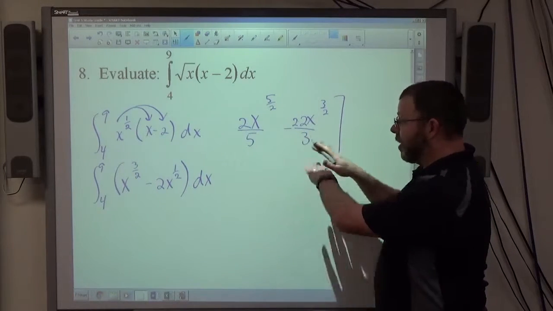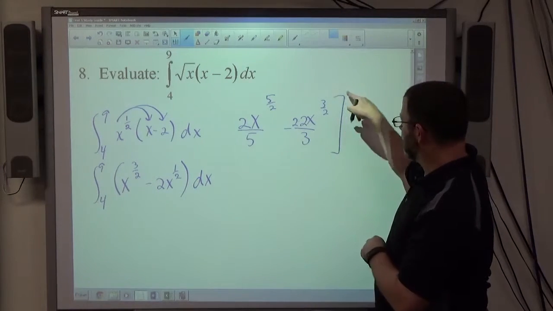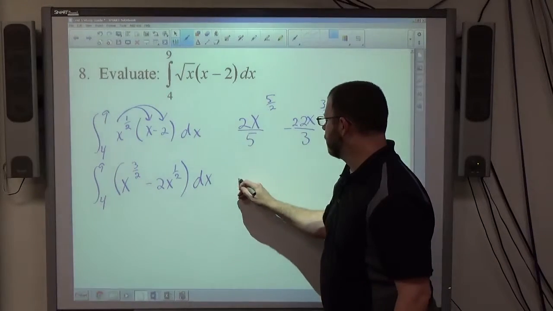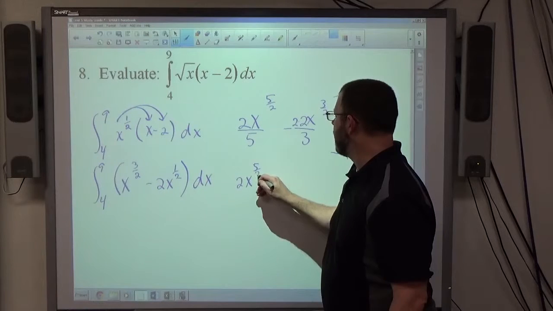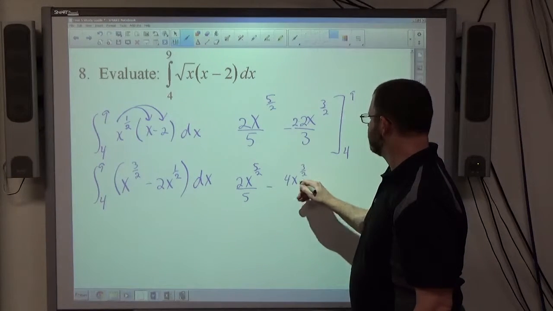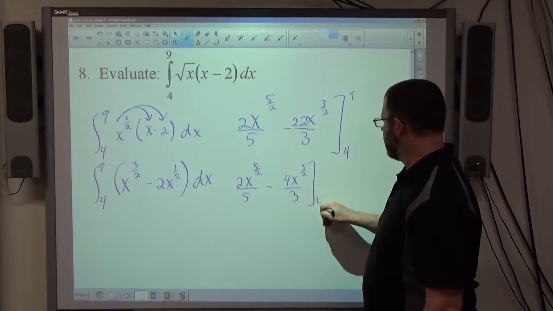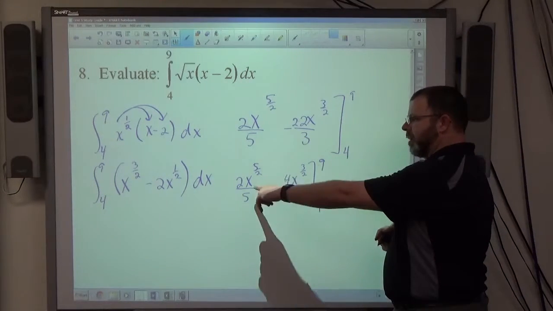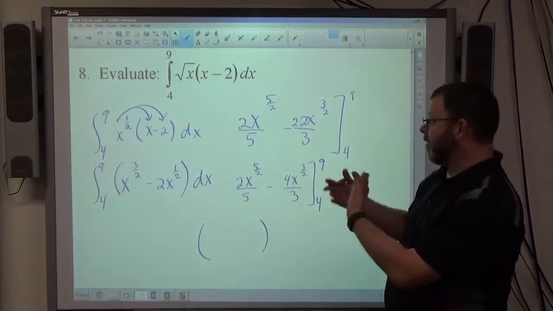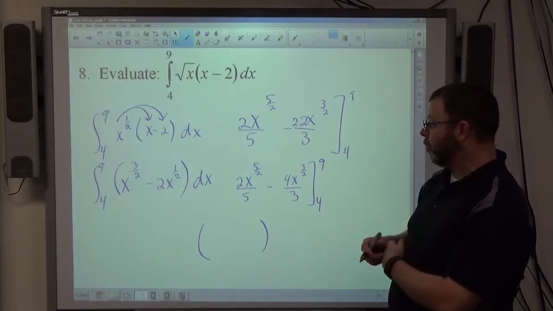I've done the calculus, so now the integral symbol disappears, dx disappears. I put this bracket, put the 4 and the 9 up here. I can make it a little prettier before I substitute. So 2x to the 5 halves over 5 minus 4x to the 3 halves over 3 from 4 to 9. We substitute the 9 first. Now, when you see a half power, that means take a square root, and then the top of the power means to raise it to that power.